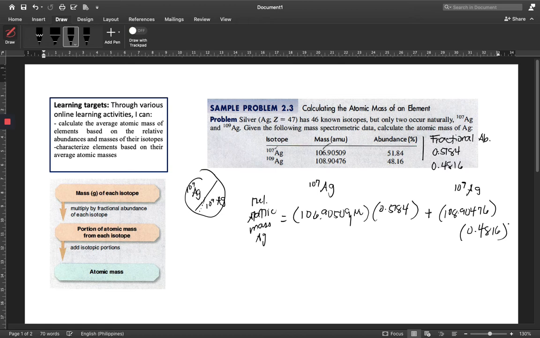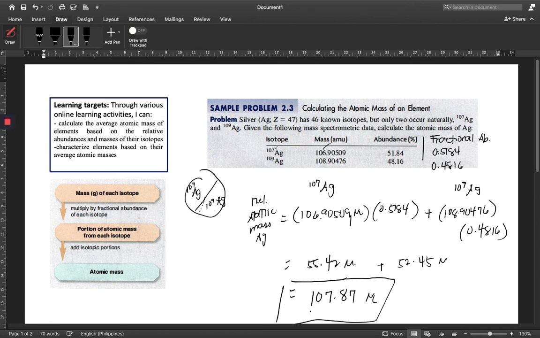If you multiply each term, let's do it step by step. If you multiply 106.9 times 0.5184, you get 55.42 AMU from Ag107, and from Ag109, that's 52.45 AMU. And so we have the relative atomic mass as 107.87 mu, or 107.87 AMU. So this now is the relative atomic mass for silver.